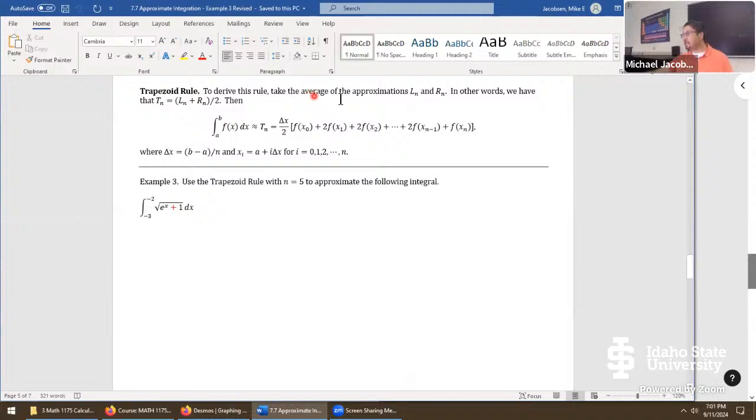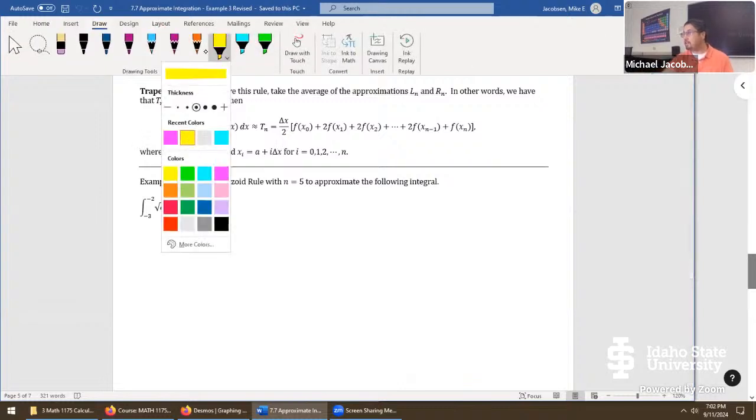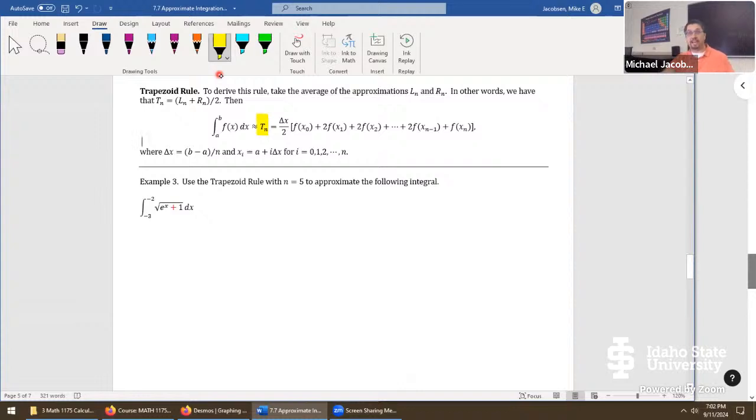The way it works is the trapezoid rule is the average of Ln and Rn. Ln is the left endpoint rule with n subintervals, and Rn is the right endpoint rule. If you average those approximations, you get this brand new rule. The trapezoid rule is indicated by Tn, T for trapezoid, n for the number of approximating rectangles. It takes a similar form, but watch out for the delta x divided by 2. For the midpoint rule, left endpoint rule, and right endpoint rule, it was always just delta x. But now some of these formulas are changing bit by bit.